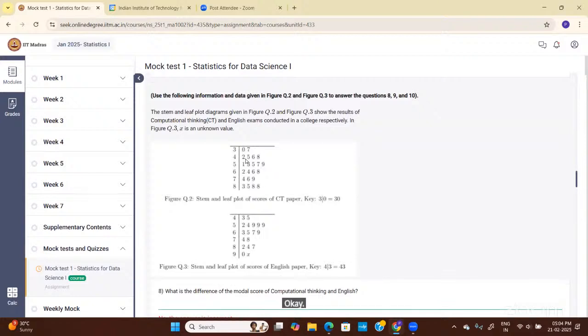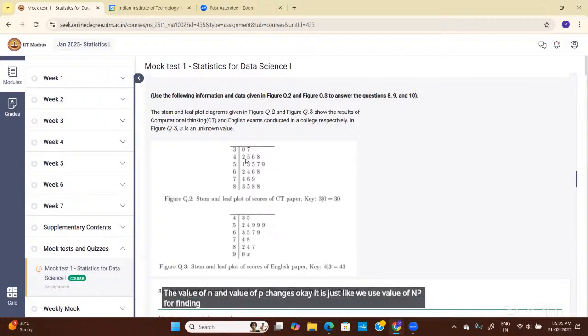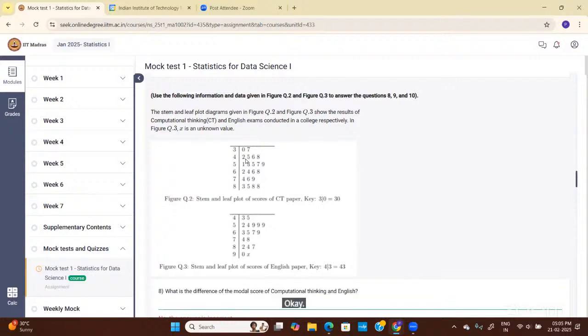Now the next question is, ma'am, NP and Q1 are same. Not NP and Q1. Q1 is the first quartile, which means the 25th percentile. The value of N and the value of P changes. We use the value of NP for finding out the percentile value. N is the total number of observations and P is the percentile value.